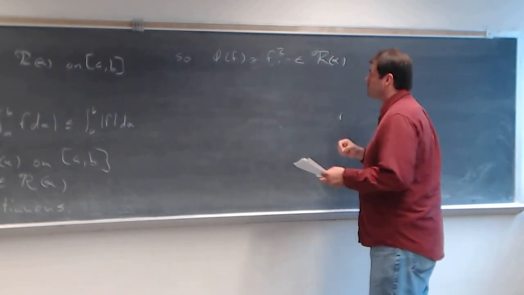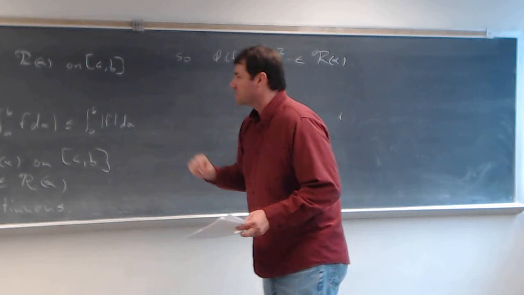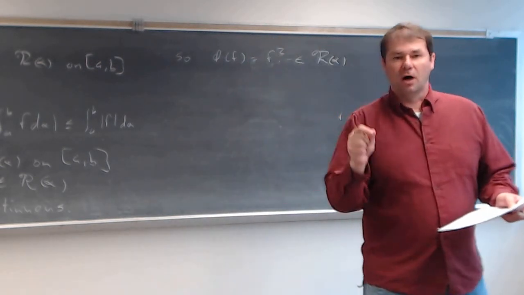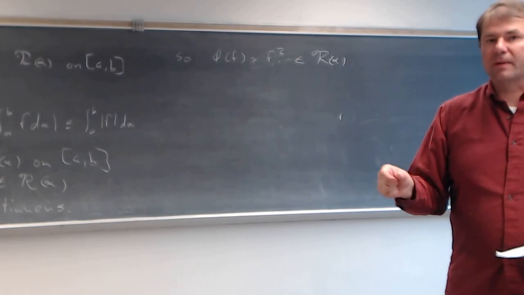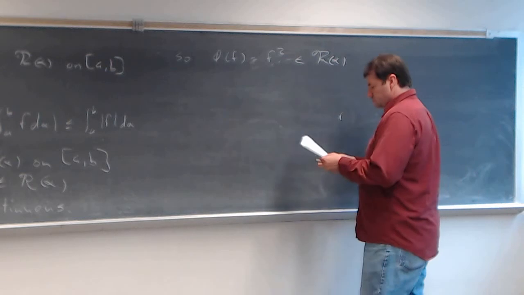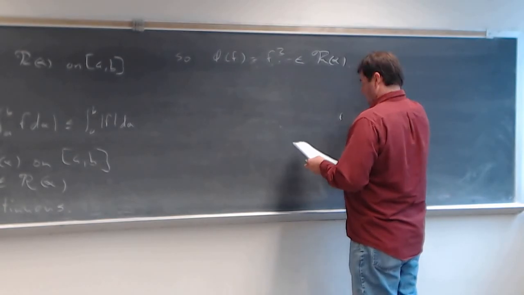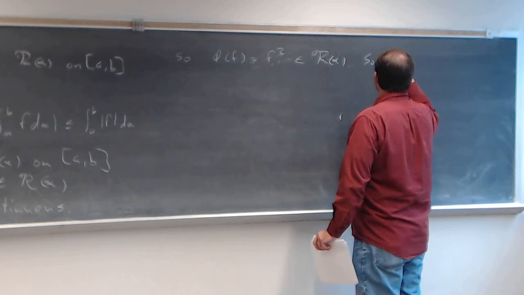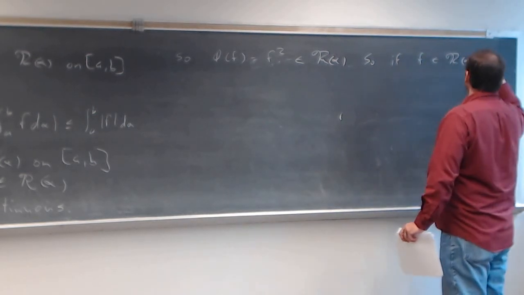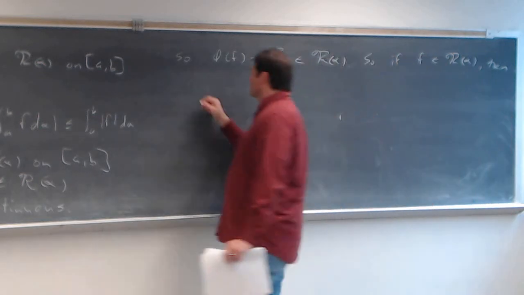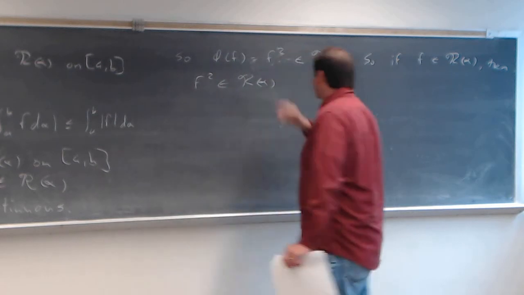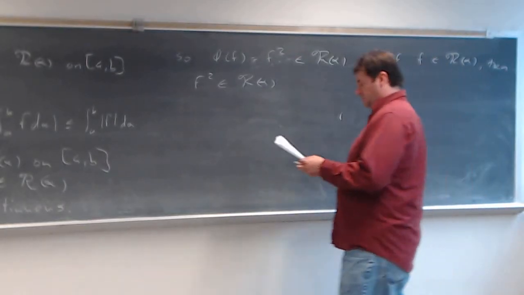Okay. And that's because of the continuity and f being Riemann-Stieltjes integrable. We had a composition of a continuous function with a Riemann-Stieltjes integrable function creates a Riemann-Stieltjes integrable function. That's what we have. So what this says is if f is Riemann-Stieltjes integrable, then f squared is Riemann-Stieltjes integrable. Let's write it down before we prove it.